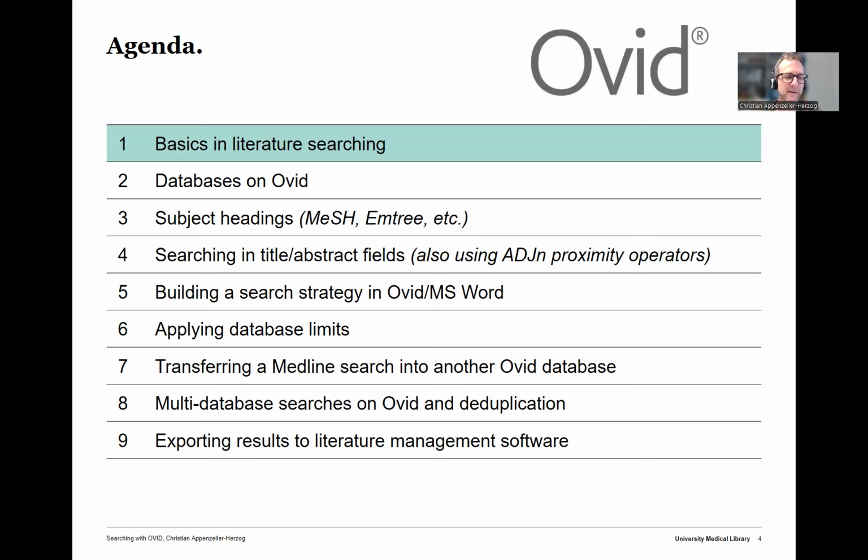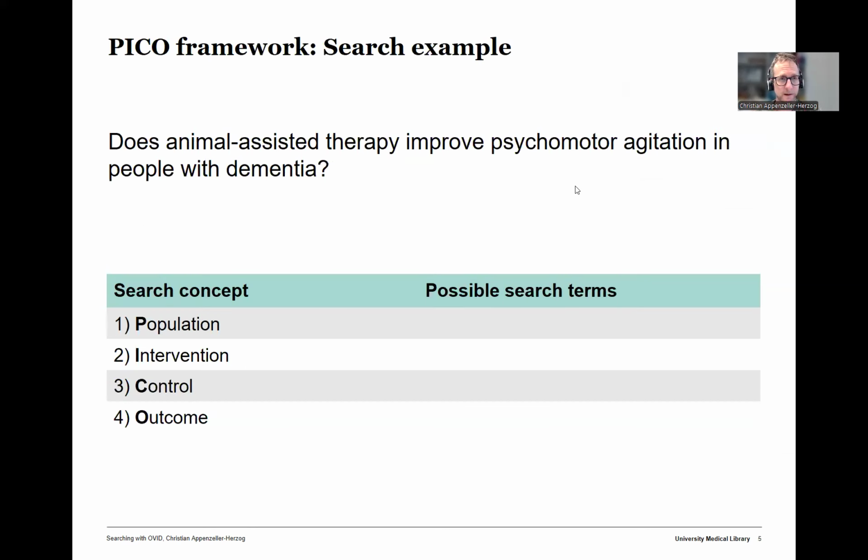And then in the end, this is a very short part, but I will just show you the few clicks that you need in order to export a set of results to literature management software. Okay, so we will have a search example that is going to accompany us through that video. And this is: does animal-assisted therapy improve psychomotor agitation in people with dementia?